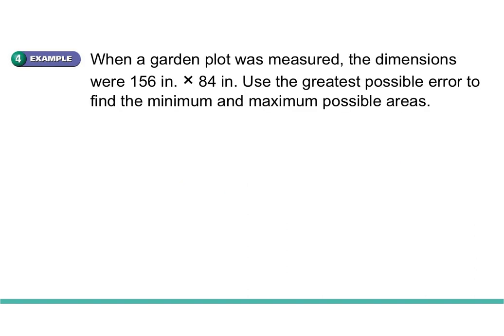All right, example 4. When a garden plot was measured, the dimensions were 156 inches by 84 inches. We need to use the greatest possible error to find the minimum and maximum possible areas. Okay, so first we need to figure out our greatest possible error. Our greatest possible error would just be half of an inch.